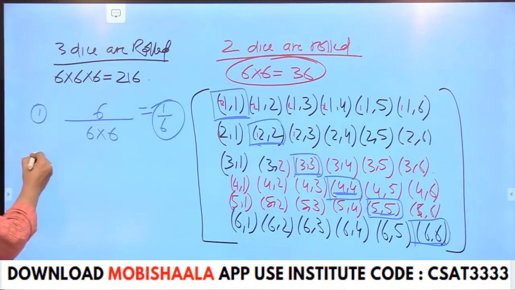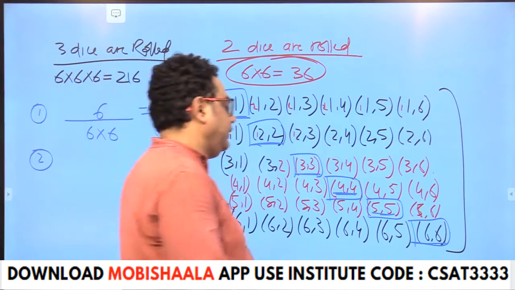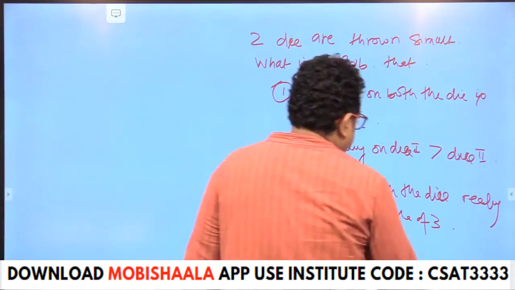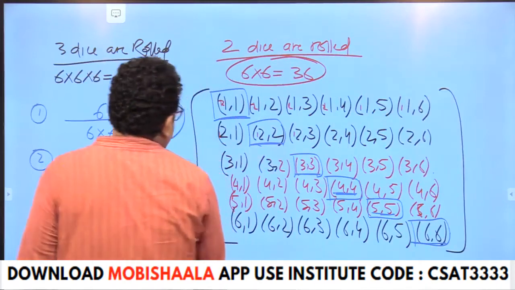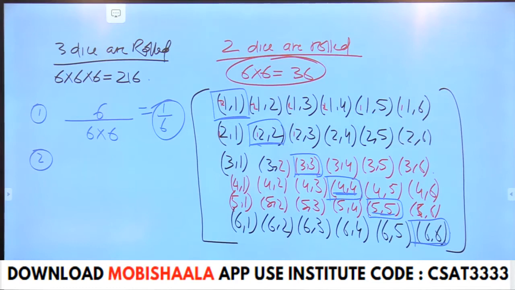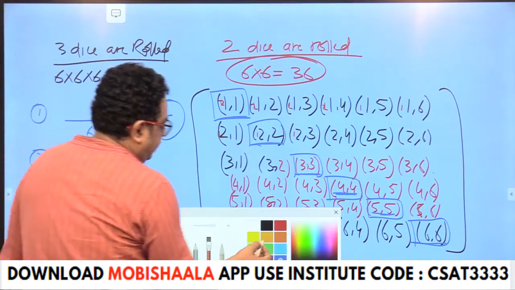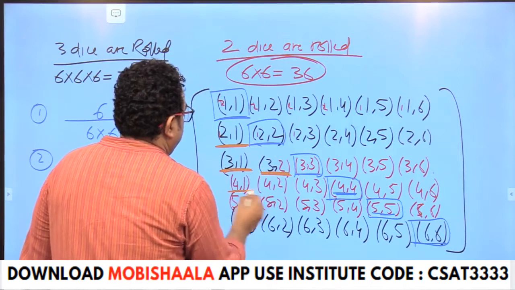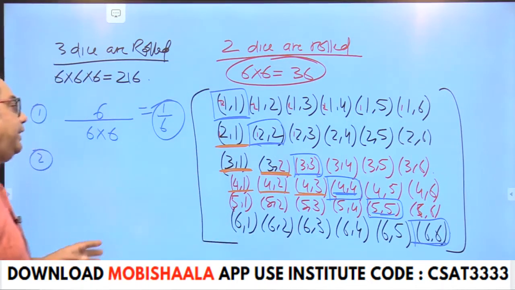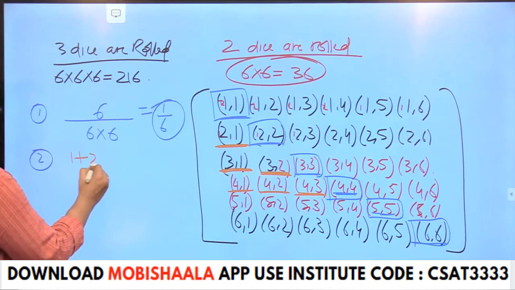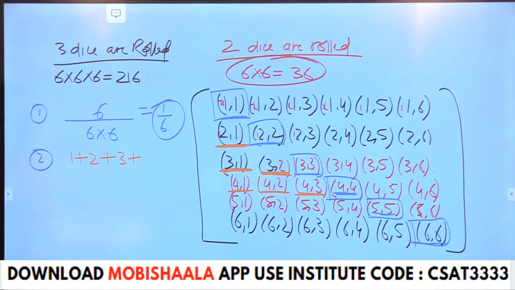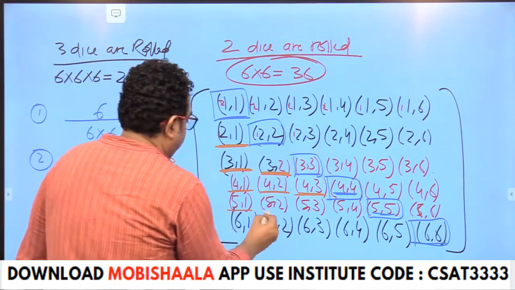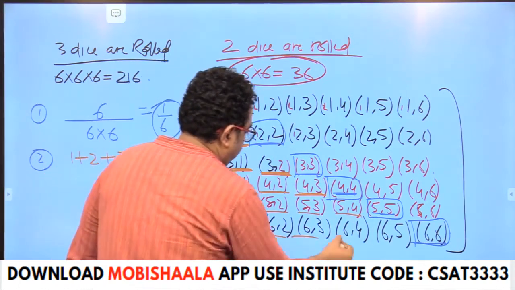Again, question number 2, he says the reading on die 1 is greater than that of die 2. So I can see this. See, I'm putting it in orange. 2-1, 3-1, 3-2, 4-1, 4-2, 4-3. You don't even need to write it. I can see with 2 there is 1 reading, with 3 there are 2 readings, with 4 there are 3 readings, with 5 there are 4 readings, with 6 there are 5 readings. Just check out, I'm just showing it.